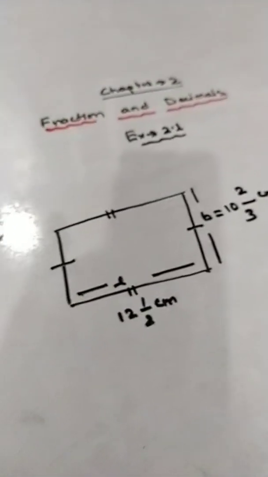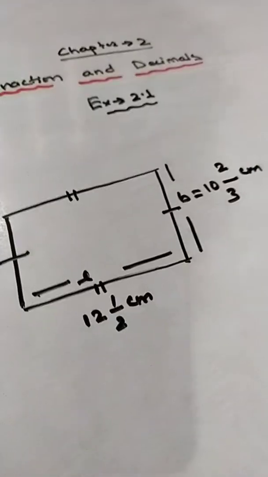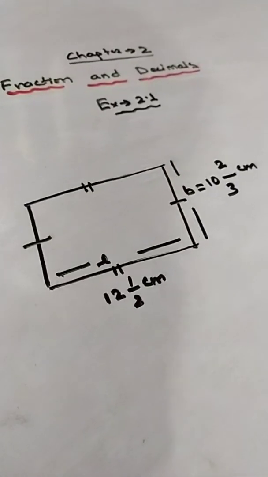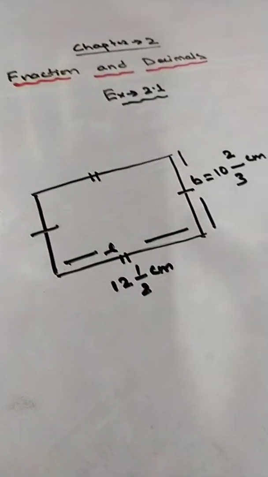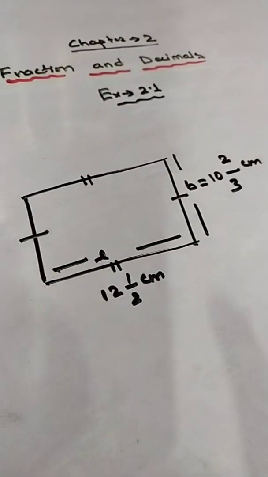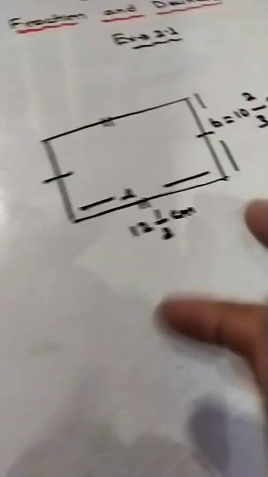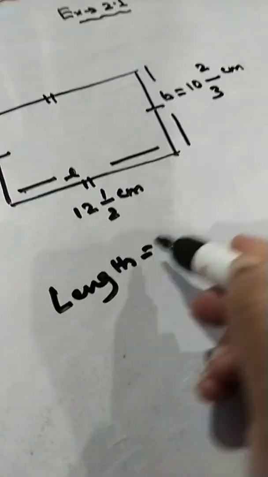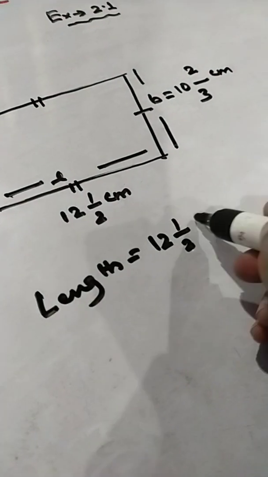Okay, now what do we have to find out? Find its perimeter. Perimeter means sum of all sides. So we have a specific formula for the perimeter of a rectangle. So we'll utilize that particular formula. But before that, length is given in the mixed fraction form, isn't it? So we'll convert the mixed fraction form into improper form.